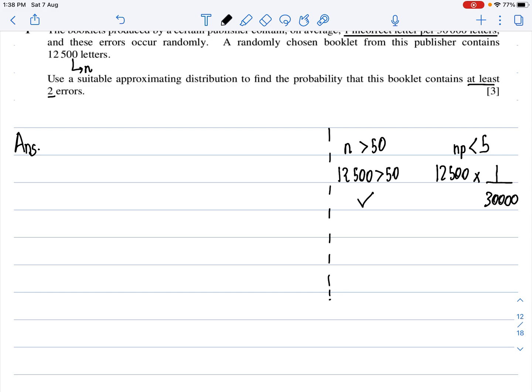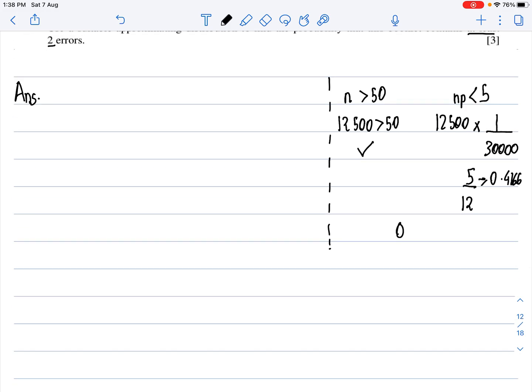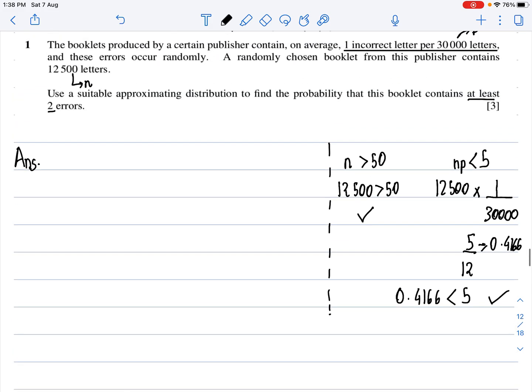Correct? Because 1 in 30,000 letters. So when you do 12,500 multiplied by 1 over 30,000, you can write this as 5 over 12, which is basically 0.4166. And as you know, 0.4166 is less than 5. That means even this condition is satisfied. That means I can convert from the binomial, which was 12,500, comma 1 over 30,000, to Poisson.